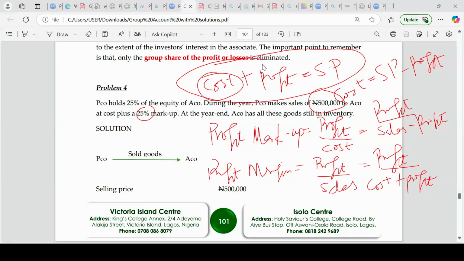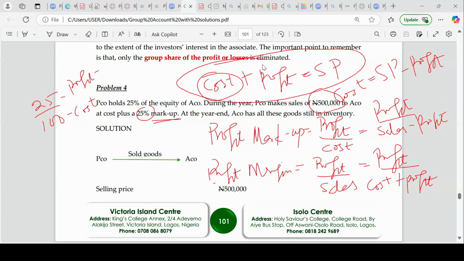Examiner here gave me 25%. So what I will do is this. I will say, you gave me 25%. If you gave me 25%, 25% is 25 over 100, all right? And markup is profit all over what? All over cost. Now, that is what my markup is. My cost is 100, my profit is 25. That's how I'm going to work with it.